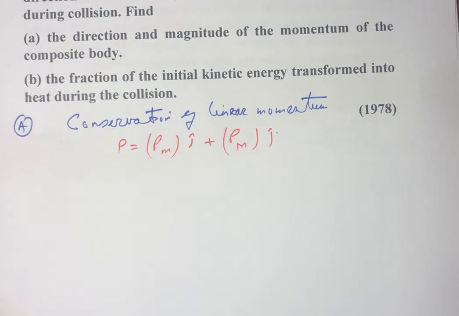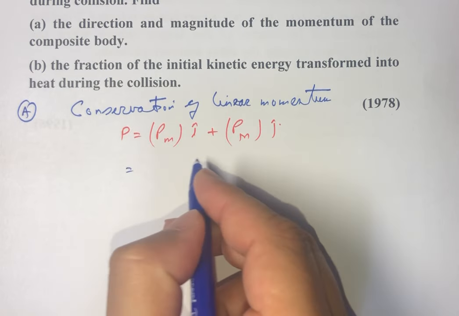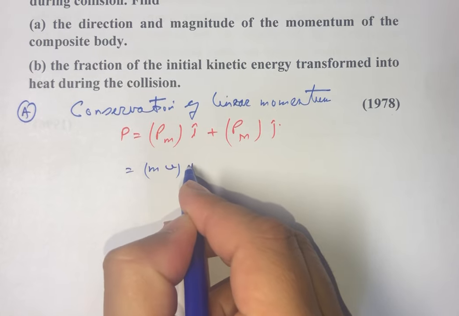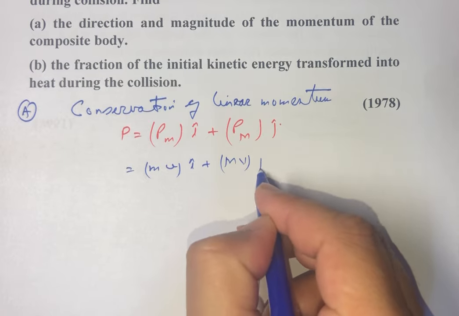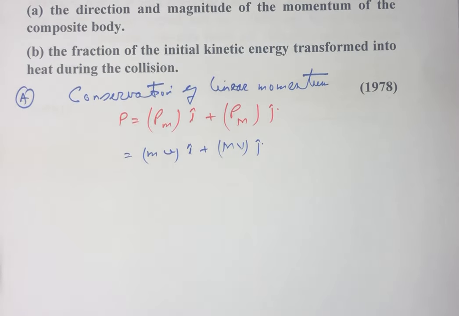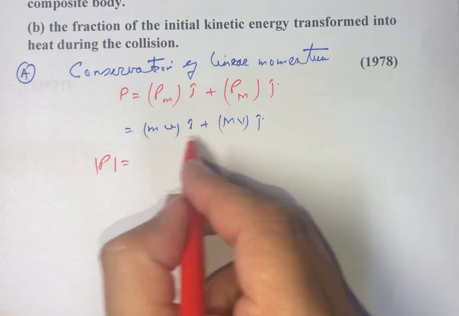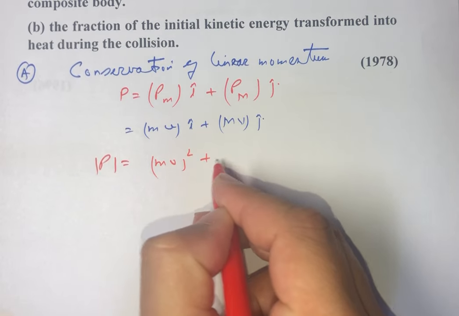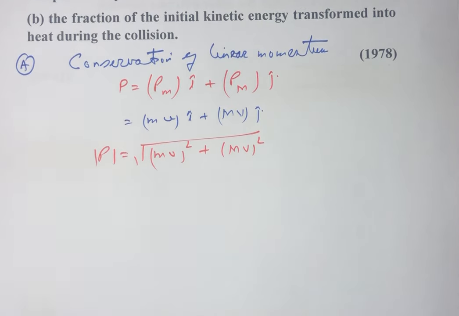So we substitute the values because momentum is mass into velocity. So we can say Pm is equal to small m multiplied by small v unit vector i, and capital M multiplied by capital V unit vector j. Now we can find out its magnitude. So P magnitude will be equal to the square root of (mv) square plus (MV) square. This is the magnitude of the composite body.